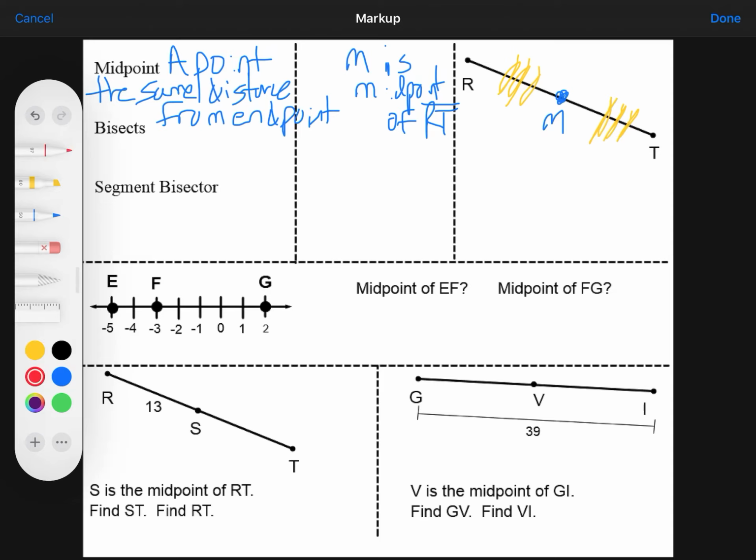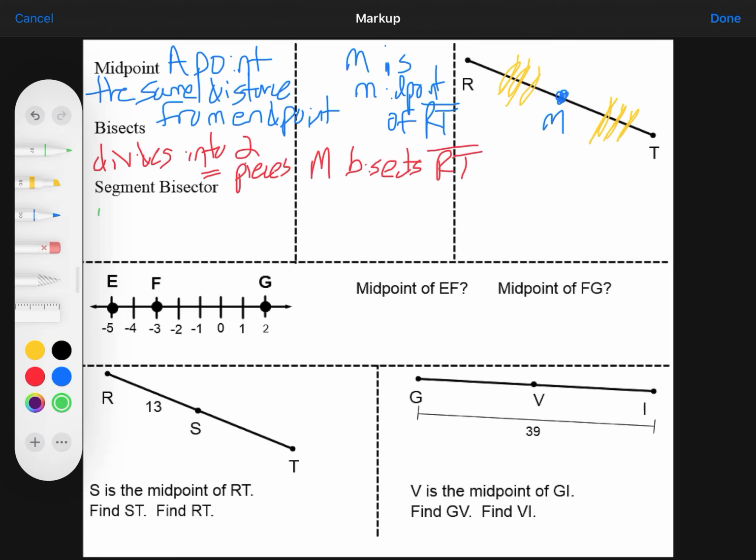Bisects. Simple word that means divides into two equal pieces. So you can write something like M bisects segment RT, RT with the bar above it.